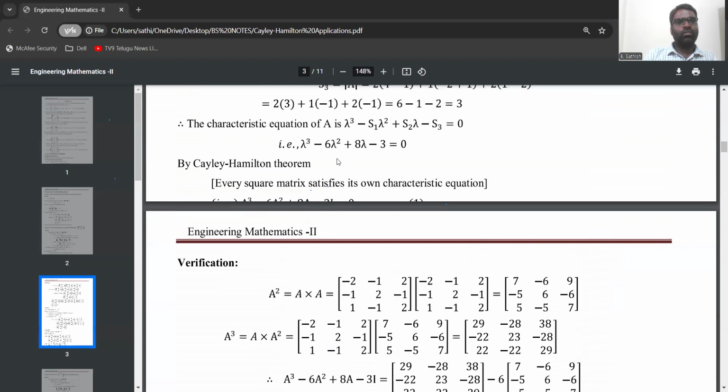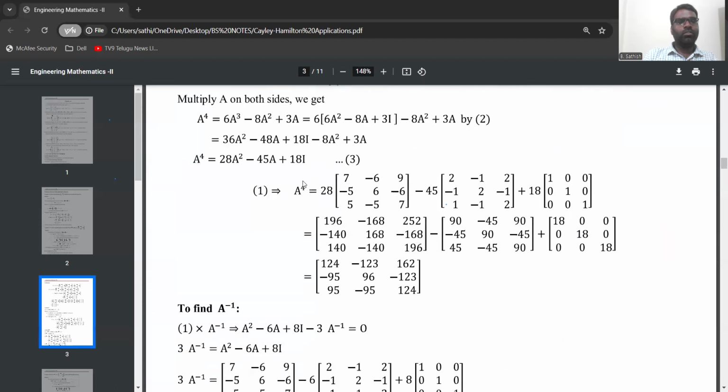This is the equation. So there are some corrections here.